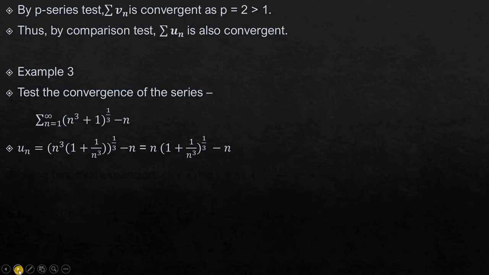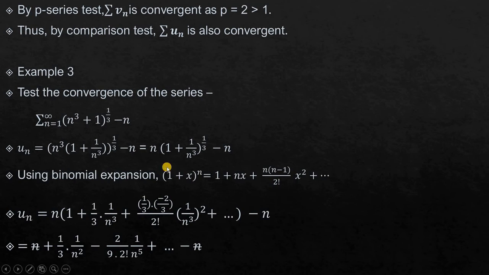and we will get Un equal to n into 1 plus 1 over n cubed to the power 1 by 3, minus n. So now you will not have an idea how you will proceed further. You might have heard of binomial expansion, which is 1 plus x to the power n equal to 1 plus nx plus n into n minus 1 by factorial 2 into x square and so on. So we will use the binomial expansion to find the expansion of 1 plus 1 over n cube to the power 1 by 3. Our x will be 1 over n cube and n will be 1 by 3.